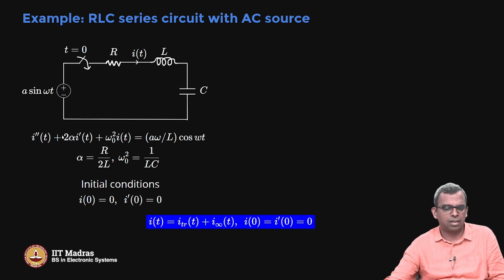I have the same 2 alpha and omega naught square showing up. And the initial conditions now will change because sin omega t is 0. Everything is 0 at time 0, so nothing will be there at 0. So i of 0 will be 0, i prime of 0 will be 0. But what do I know about the form for i of t? This is important for any circuit which has this right hand side non-zero.